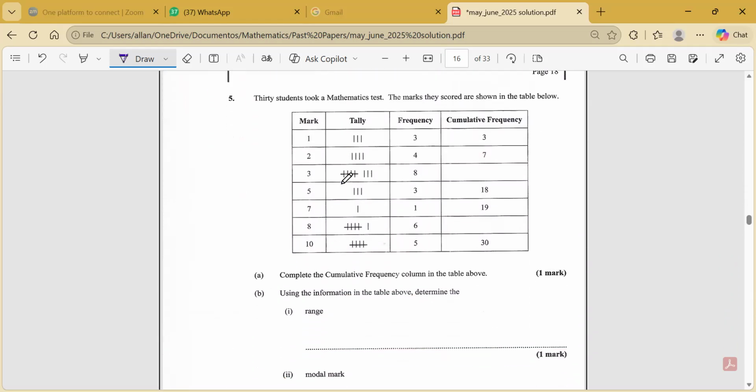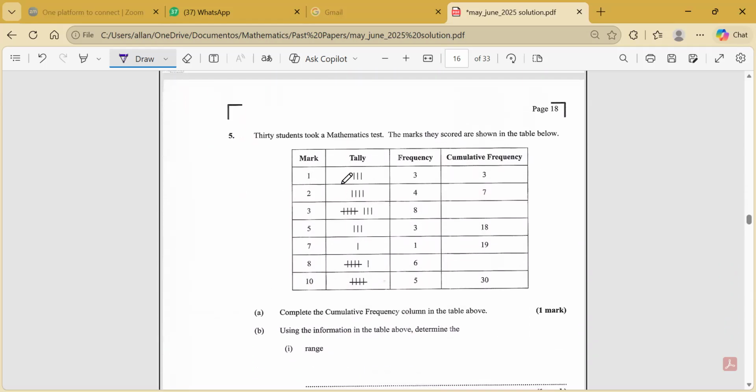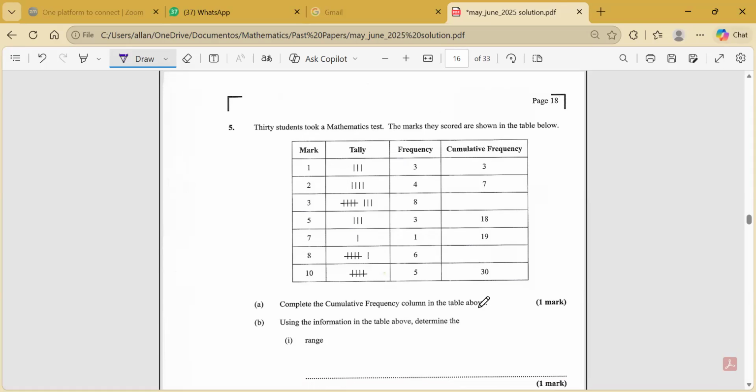All right, so we're going to spend the rest of the night here. Now, somebody read this to me. 30 students took a mathematics test. The marks they scored are shown in the table below. Complete the cumulative frequency column in the table above. Using the information given, determine the range.